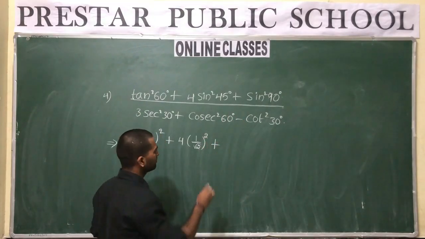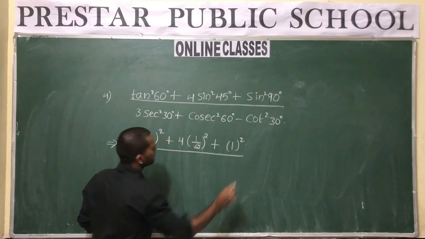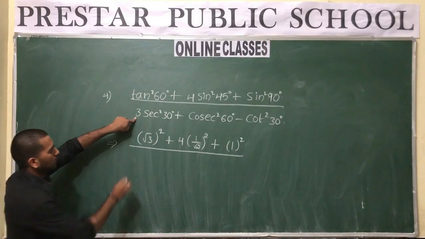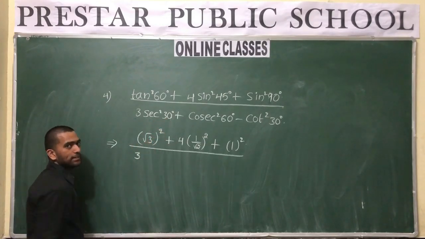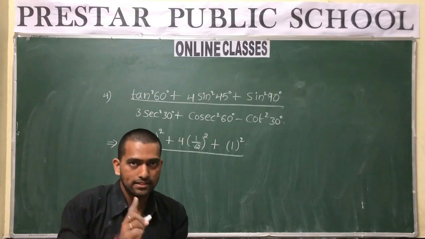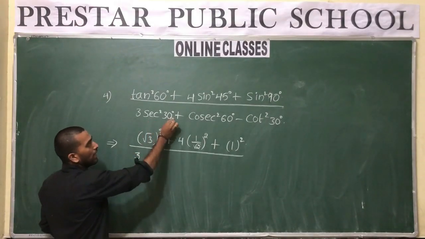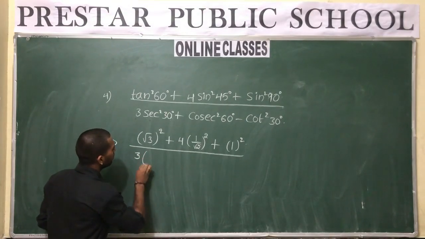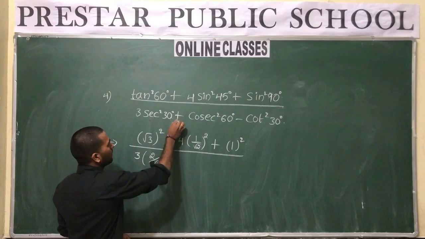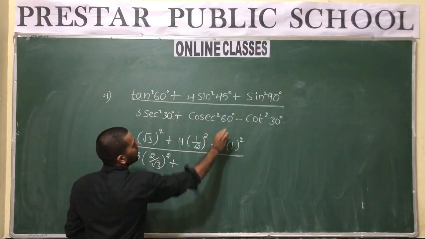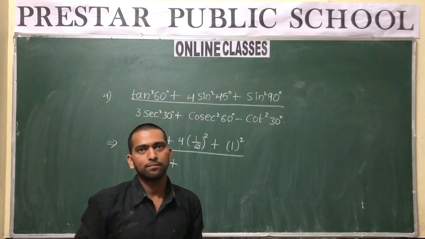Sin 90 is 1. So 1 square divided by, next, 3 as it is, secant square 30 value. Secant 30 means reciprocal of cos 30. See here, cos 30 is root 3 upon 2. Then secant 30 is 2 upon root 3 whole square plus cosecant square 60. See, in the same way, first what is sin 60 value? Root 3 upon 2.